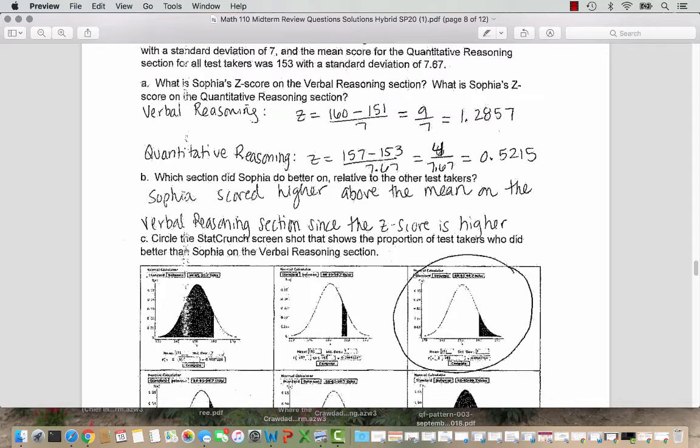So we calculate z equals 160, Sophia's score, minus 151, that's the mean for the verbal reasoning. And then we're going to divide by 7. So 9 divided by 7 is 1.2857 after we round.